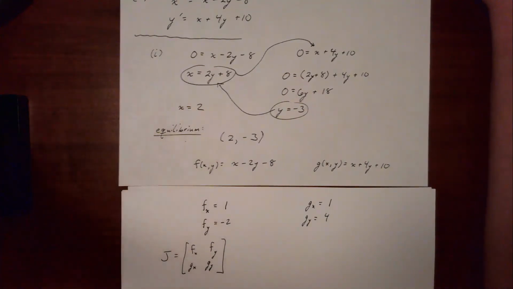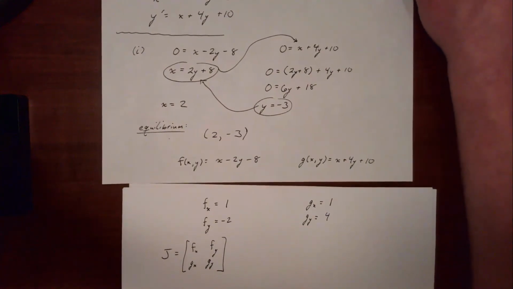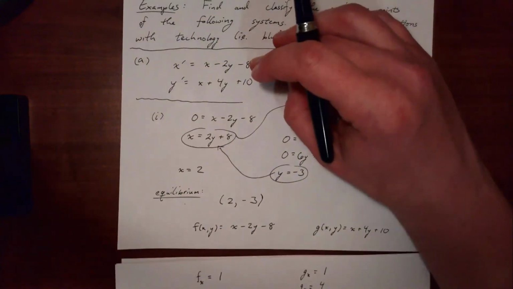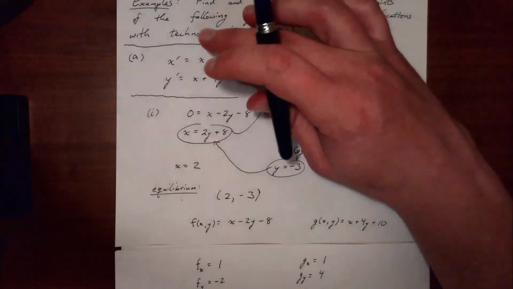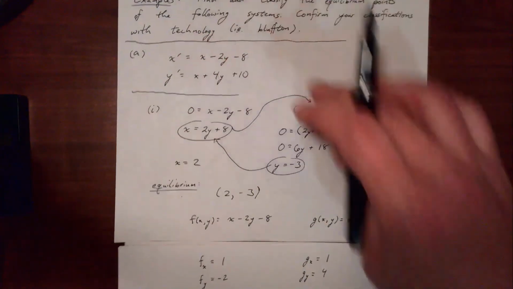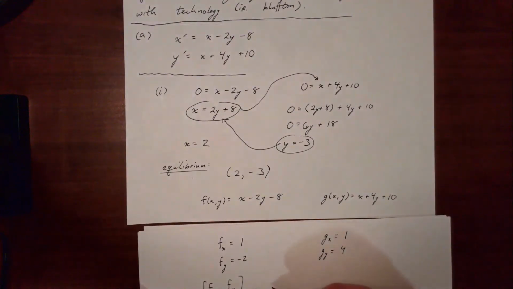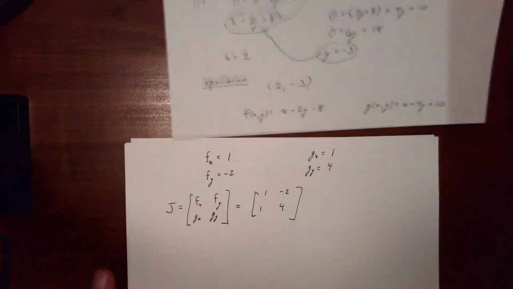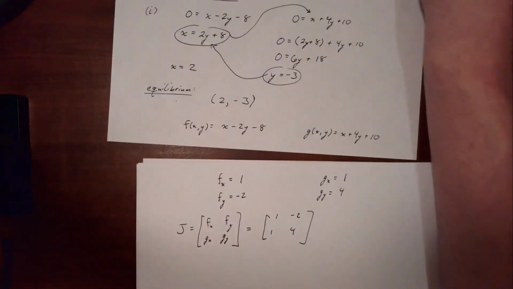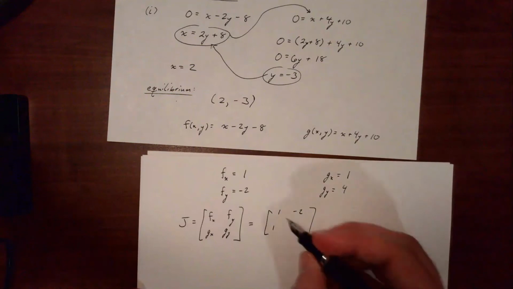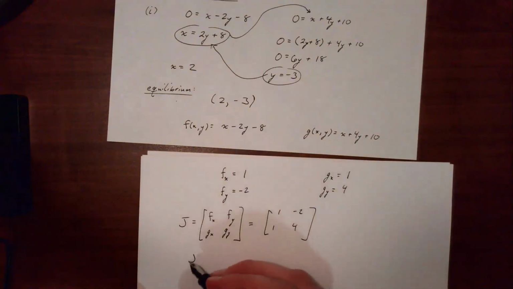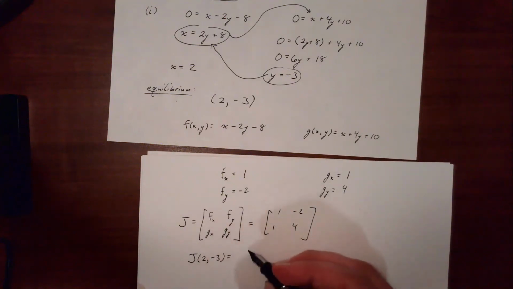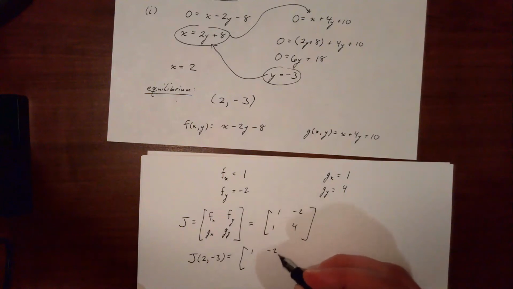But the Jacobian here, one easy way to remember it is that in the case of these almost linear equations, it actually literally is the coefficients going here, here, here, and here. So this is actually just going to be constantly equal to 1, negative 2, 1, and 4. So notice that this is not dependent on x and y, and that'll be the case generally for the Jacobians of these almost linear systems.